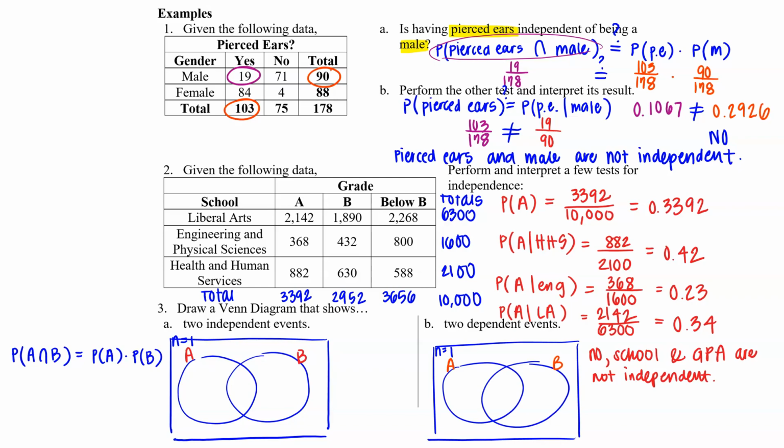Part B, two dependent events. It's a similar idea where you have two events, A and B. However, for the probability of A and B occurring, the intersection is not going to equal the probability of A times the probability of B. Also fill in the rest of the information for the Venn diagram to make sure that these two are not equal to one another.